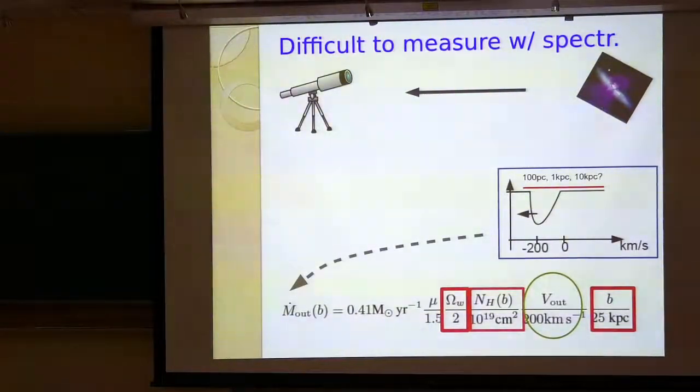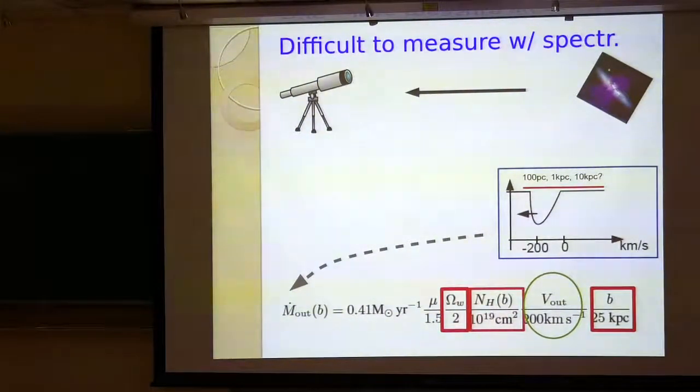It's much more difficult to infer an outflow rate, which is really what you want, because you don't know where the gas is. The gas here that you see blue-shifted could be 100 parsecs, a kiloparsec, or 10 kiloparsecs in front of the galaxy. You have no idea. So you have orders of magnitude uncertainty here, and that is one of the ingredients that you need to infer outflow rates. Moreover, you don't know anything about the geometry.